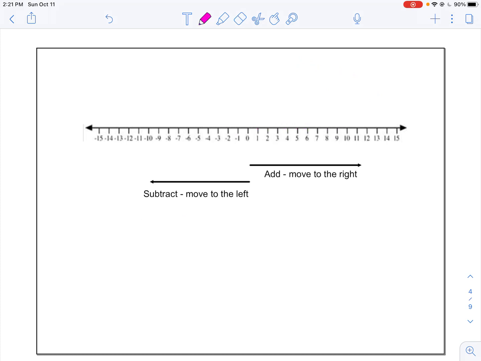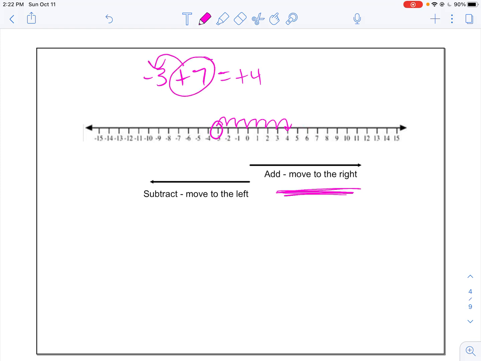Let's try one going the other way. So let's say I'm down here at negative 3, and I'm going to add 7. My starting point is negative 3. I'm adding, so I am moving to the right. And I'm going to go 1, 2, 3, 4, 5, 6, 7. And my answer will be a positive 4. You don't have to write the positive, but I'm just doing that for a point. And that should make sense to you too, because I'm adding a number that's larger than I started with. So I'm going to come out of that negative range and into the positives.